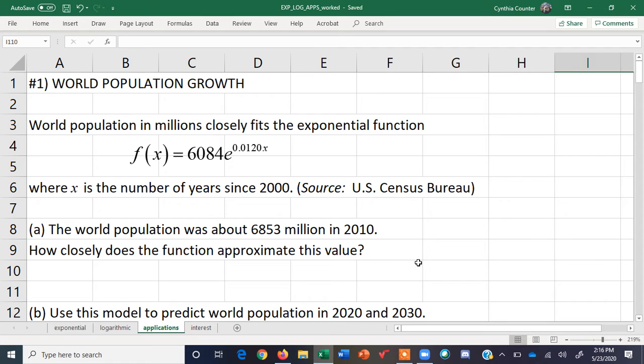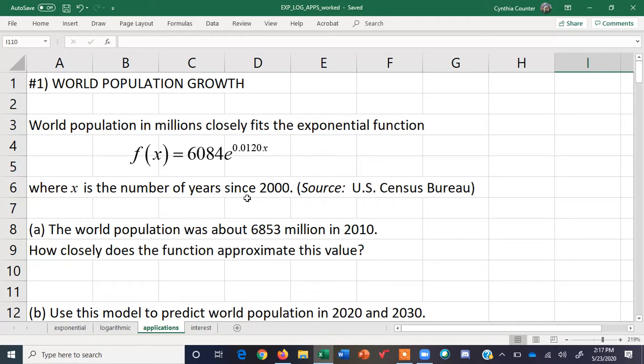In this video, I am going to work through some exponential and logarithmic applications. In this first problem, we have world population growth. World population in millions closely fits the exponential function f of x equals 6084 times e to the 0.0120x, where x is the number of years since 2000. The world population was about 6,853 million in 2010. How closely does the function approximate this value?